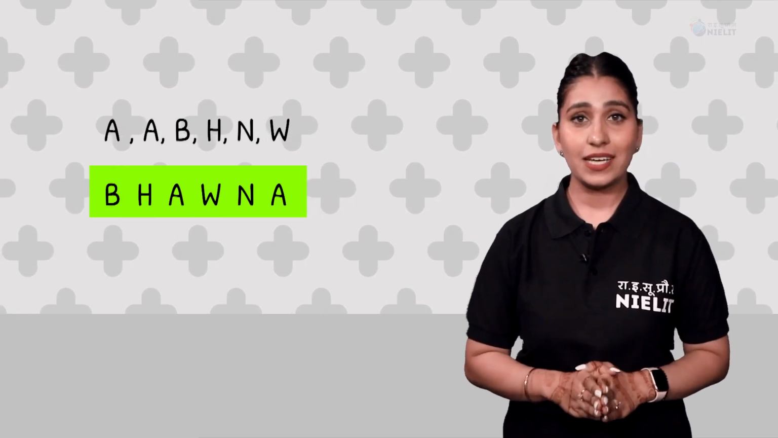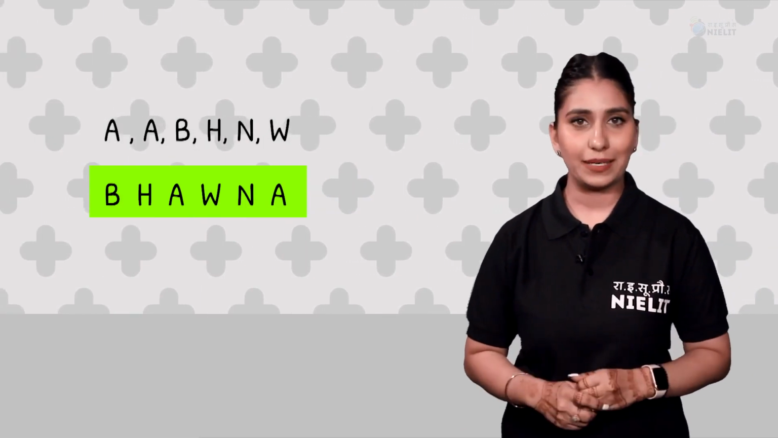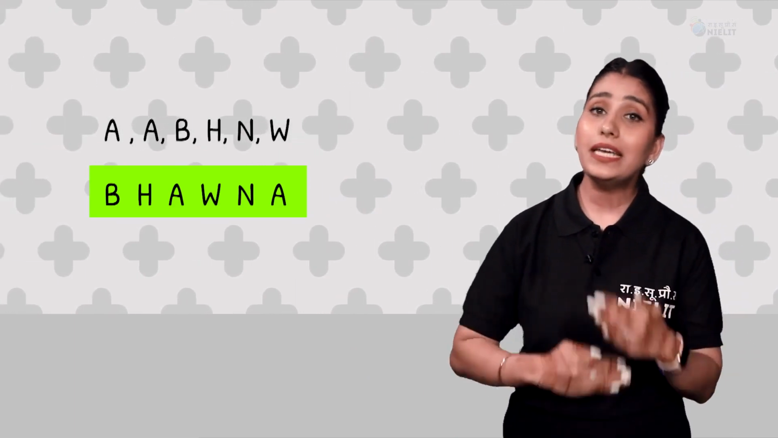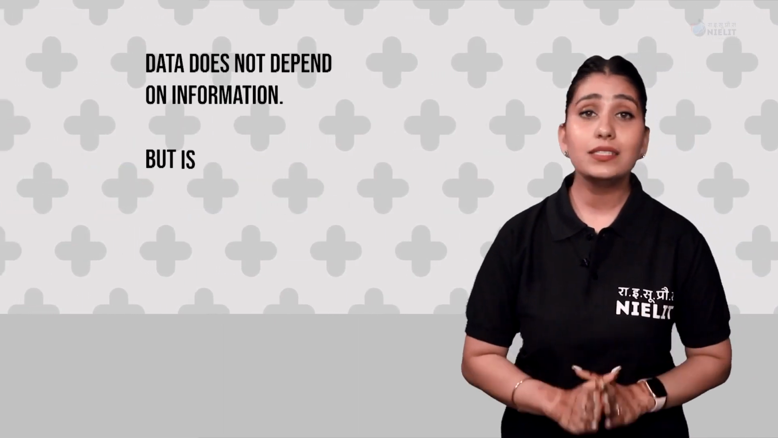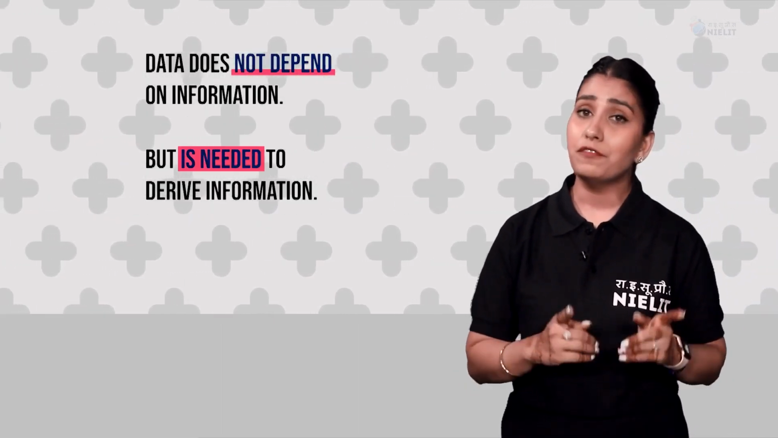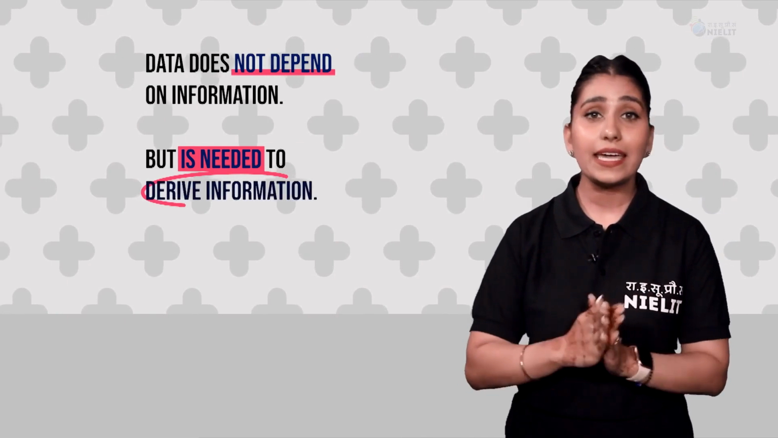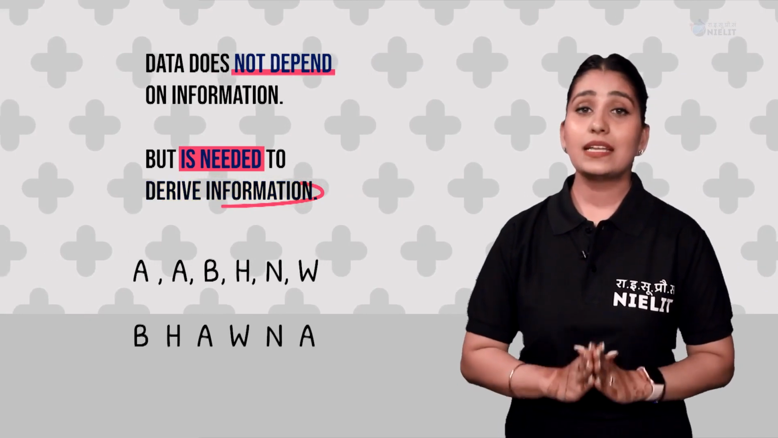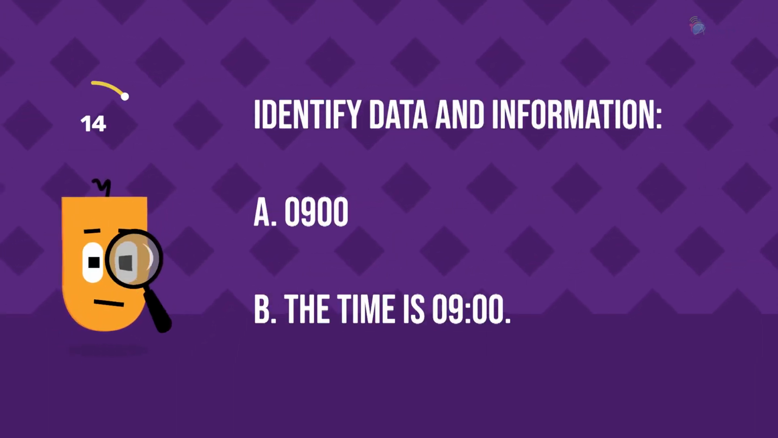Remember students, data has no specific meaning, whereas information carries a logical meaning. The letters of my words had no specific meaning till I rearranged them to have information about my name. Data does not depend on information, but we require data to derive the information. We require the letters A, B, H, W to derive my name, Bhavna. There are now two sets of characters on your screen. Tell me which one of them do you think is data and which is information?